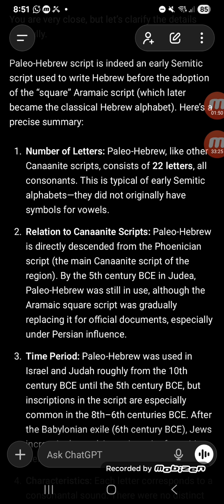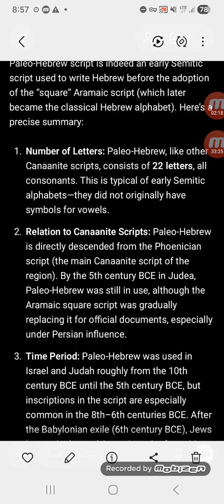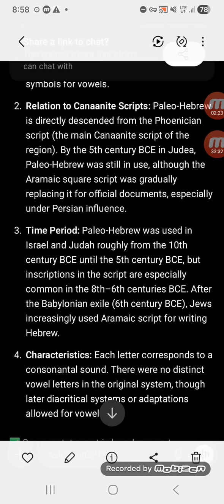Time period. Paleo Hebrew was used in Israel and Judea roughly from the 10th century BCE until the 5th century BCE. So it's not just talking about the square script. Inscriptions in the script are especially common in the 8th to 6th century BCE. After the Babylonian exile in the 6th century BCE, Jews increasingly used the Aramaic square script for writing Hebrew.